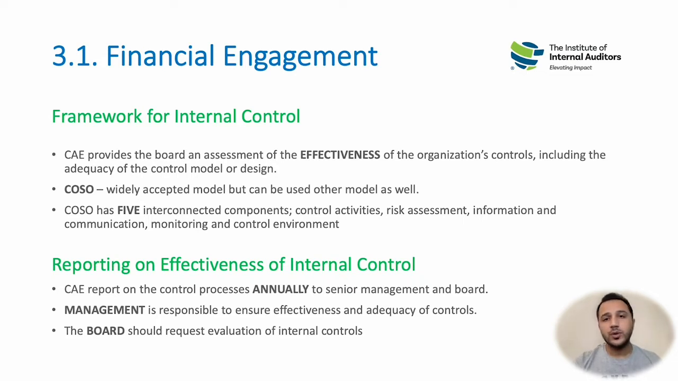So COSO basically has 5 components: control activities, risk assessment, information and communication, monitoring, and control environment. A detailed discussion has been provided in that presentation, but generally these are the 5 key components where we believe that if the company can have control over these 5 key components, it means they have an overall robust internal control environment.